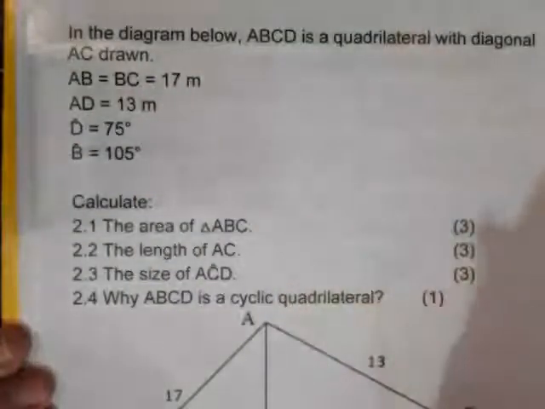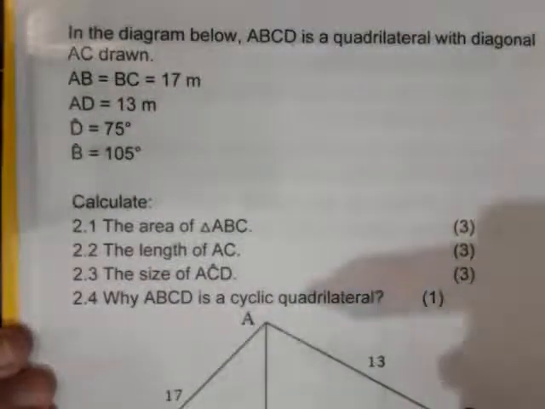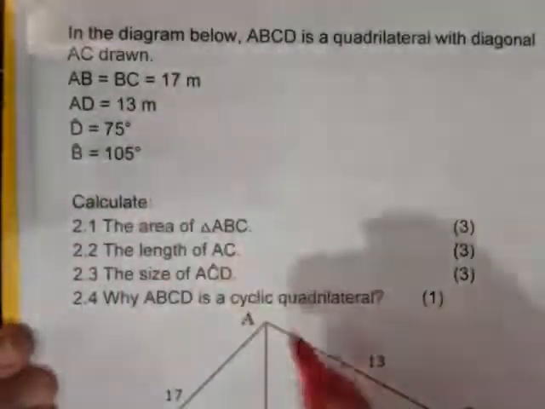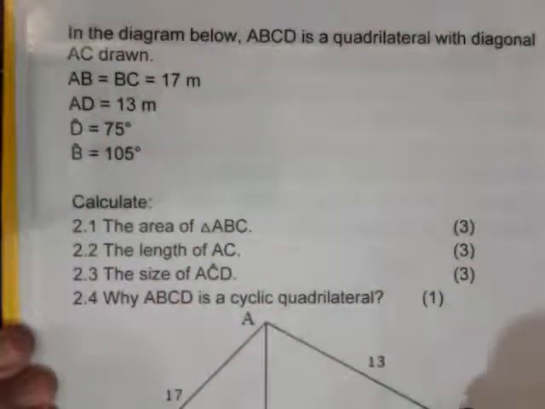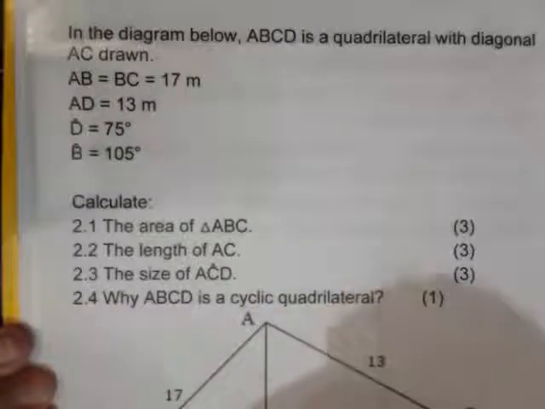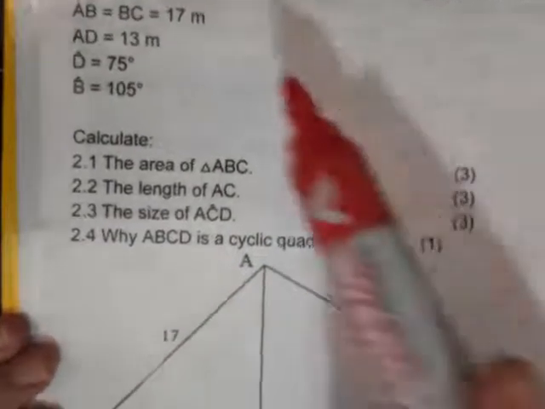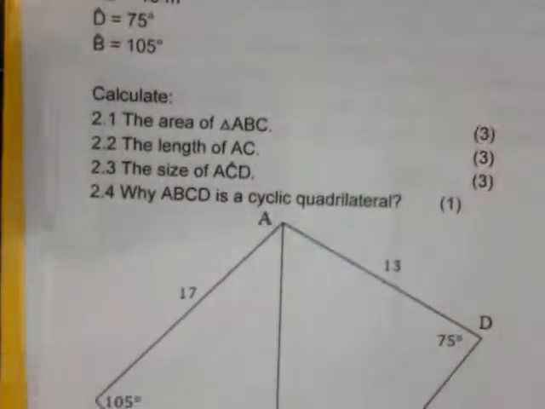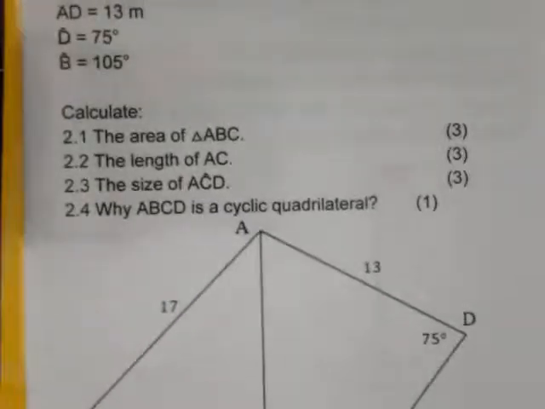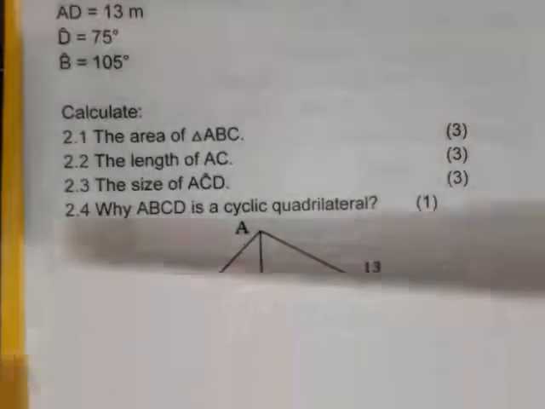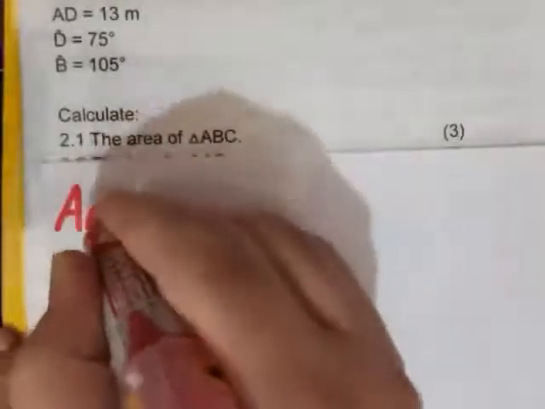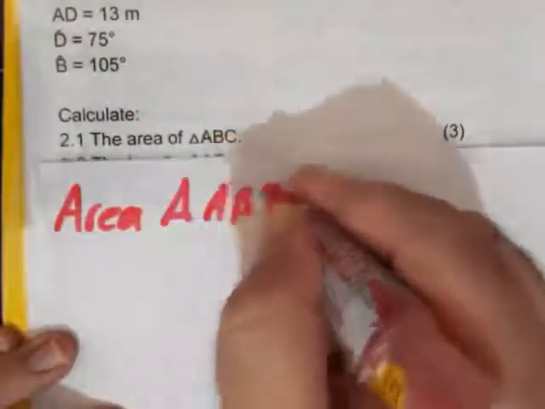So they've got the diagram below. ABCD is a quadrilateral with diagonal AC drawn. AB equal to BC equal to 17, AD is 13, angle D is 75, angle B is 105. So all the information that they give us there is actually put into the picture as well. It doesn't always have to be. Now let's go and start with the area of triangle ABC. So we'll say area triangle ABC.